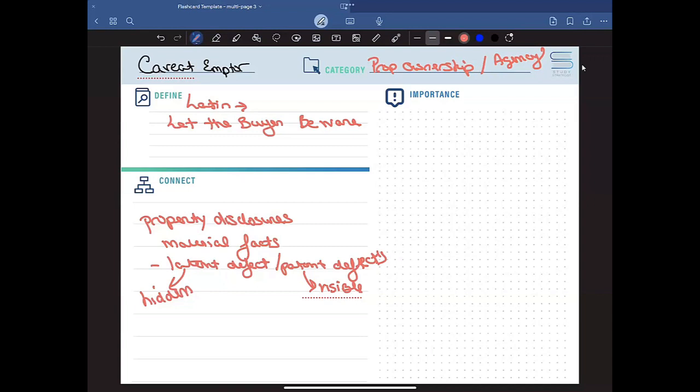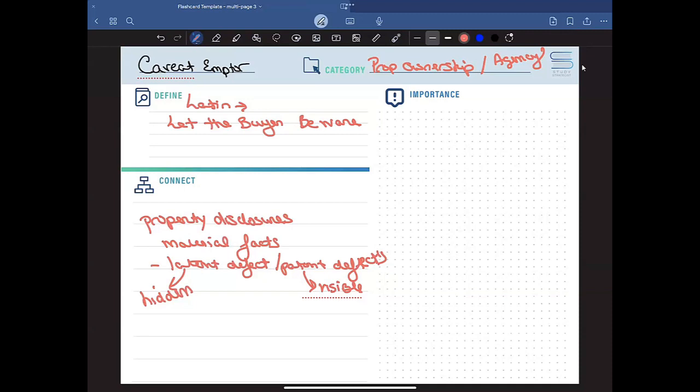Now what is going to matter, when you're doing these flashcards for yourself, is you're going to have to know what it is that I have to tell. I think in most states, all agents have to tell any type of patent material facts, defects, anything like that. But other states vary in what the seller has to share.